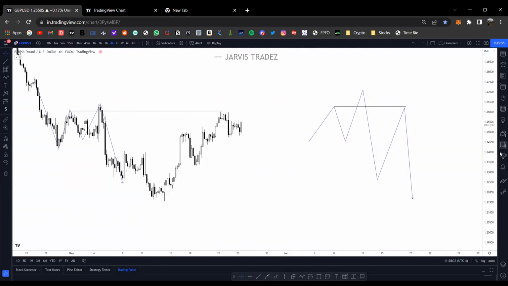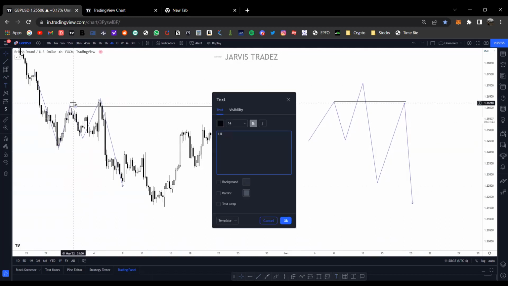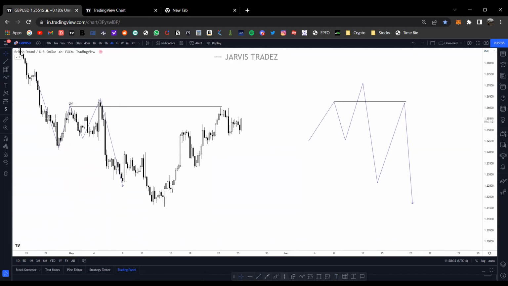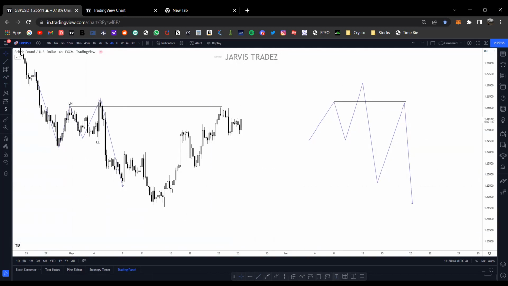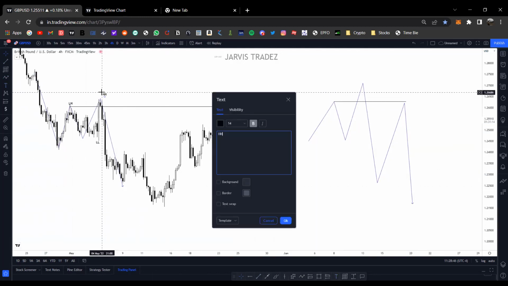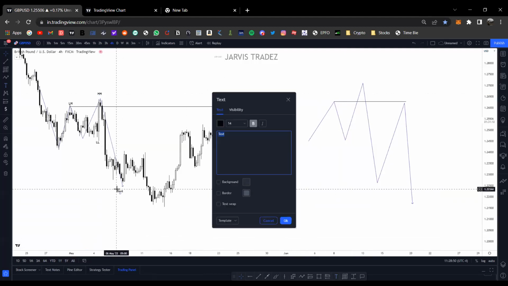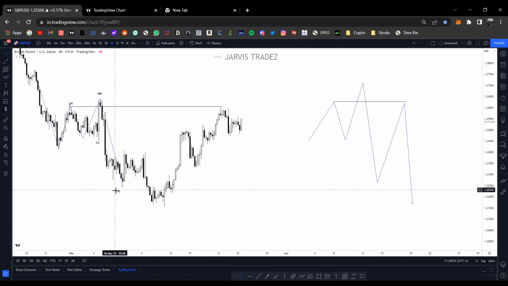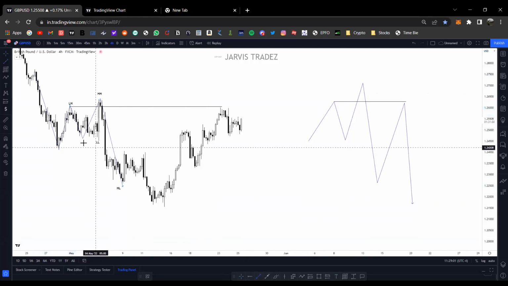So you see, same thing here. Price made a lower high, then a lower low, then a higher high, then a higher low. So we have a stop hunt here towards the downside, just like this.